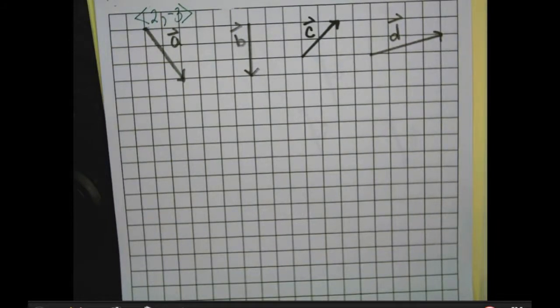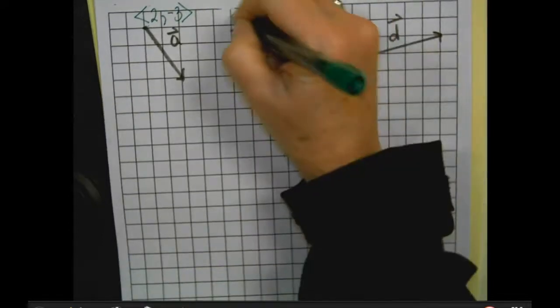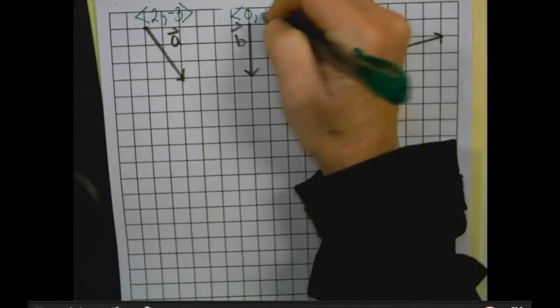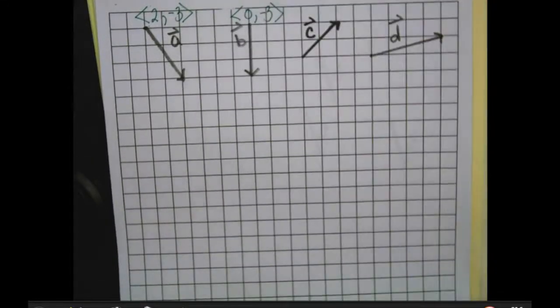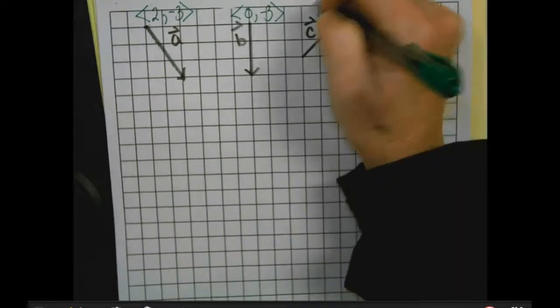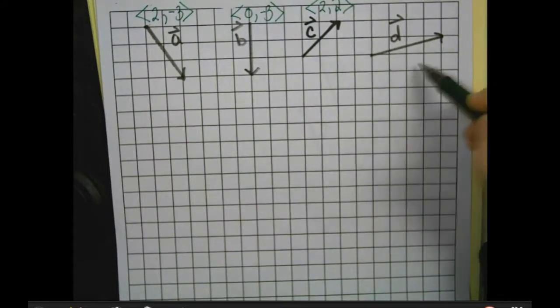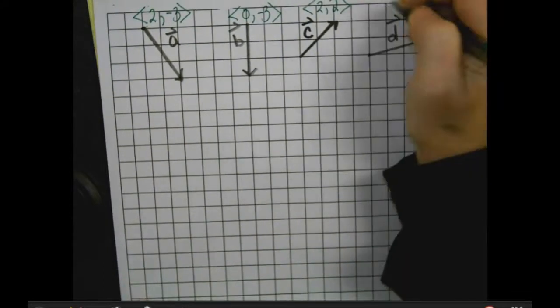So B. How far did it move in the x direction? 0. So that's 0. And how far did it go down? 3. So minus 3. Yes. So C, 2 and 2. And D? 4, 1. Okay.